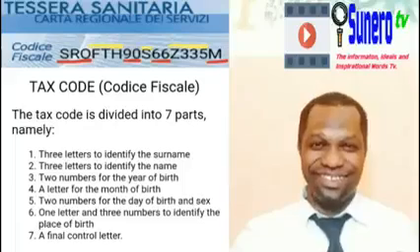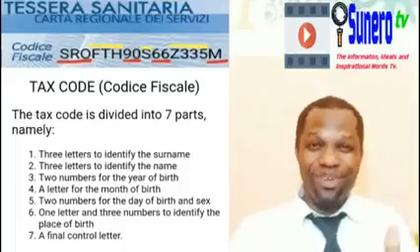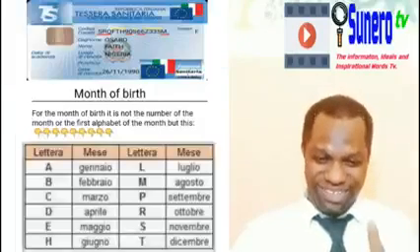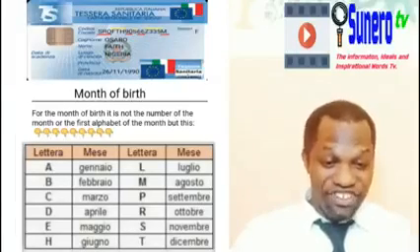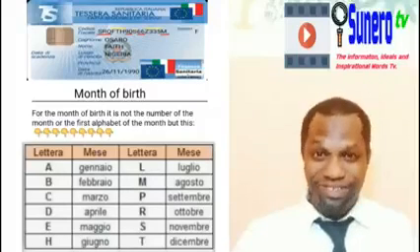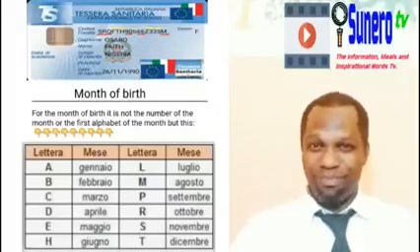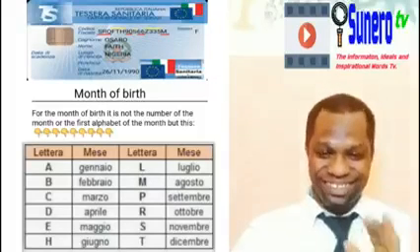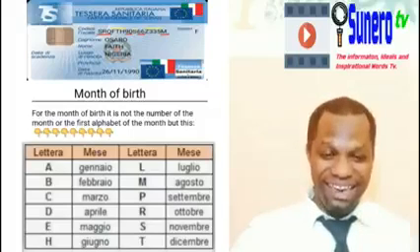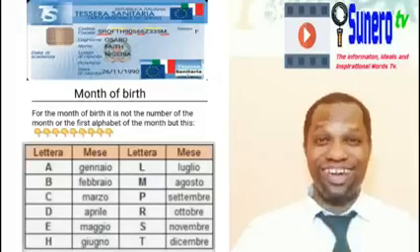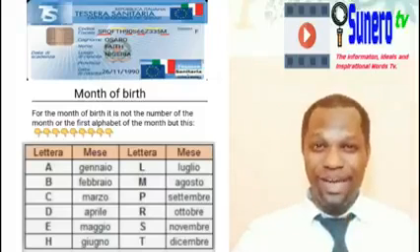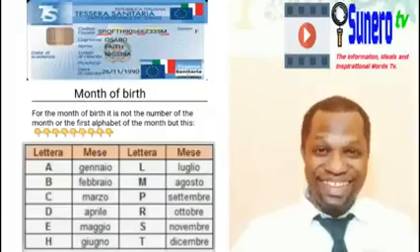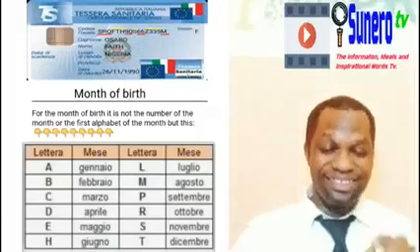Now, how come S? In the Codice Fiscale, they don't calculate January, February by using the first letter of the month. No, they don't do it like that. This is the way they do it. For the month of birth, it is not the number of the month, like 1 for January, and it is not the first alphabet of the month, but this. Now look at it. Letter A represents January. So if you have your Codice Fiscale with you, these are the letters that represent the month you were born. In this one that is here, S represents the month because the month is November.